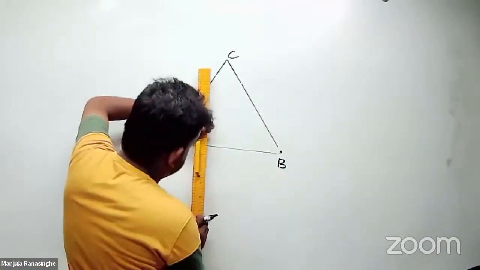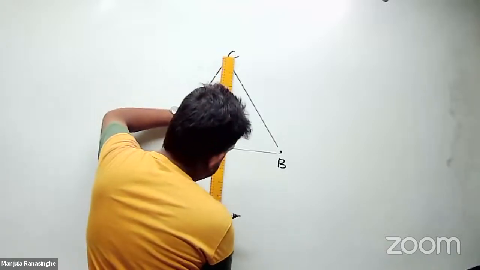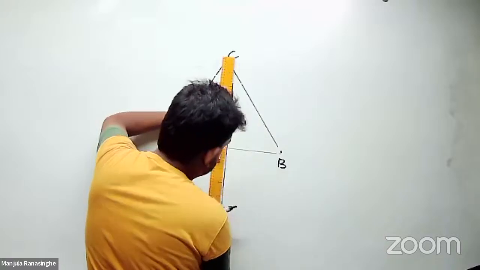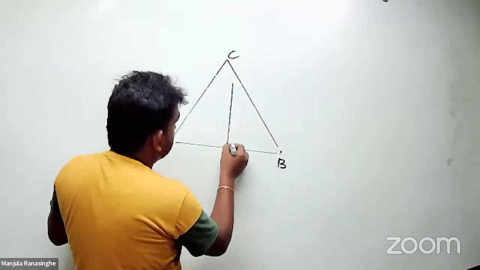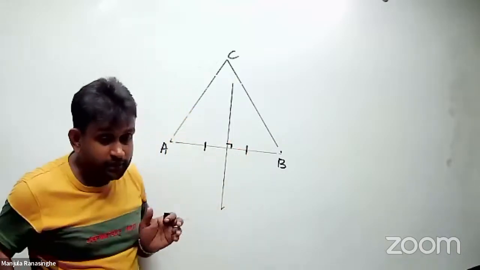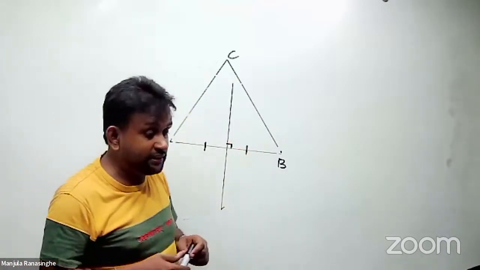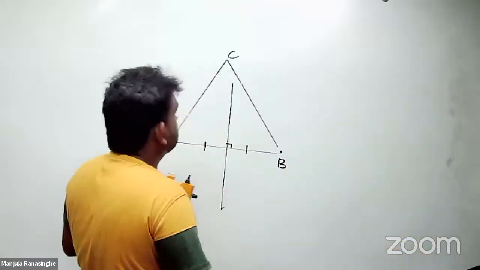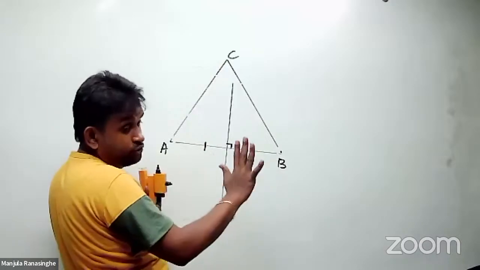Okay. So I draw the perpendicular bisector here. Then that is perpendicular as well as bisector. This is my indication. Then I need the perpendicular bisector of the other side, right? Out of these two sides, you can choose any, right?